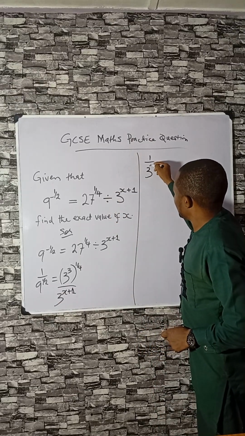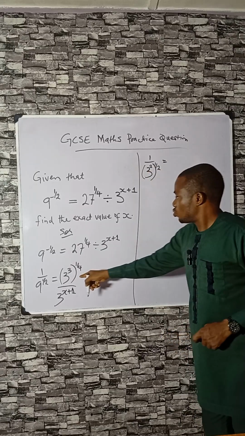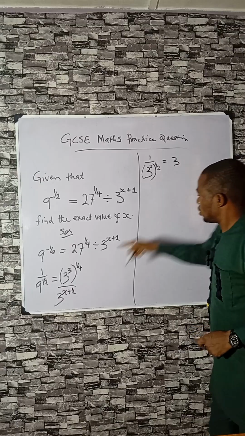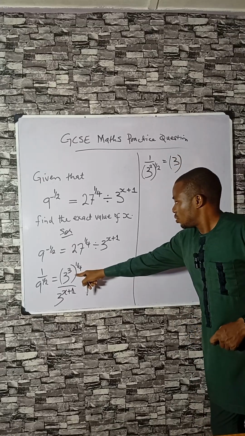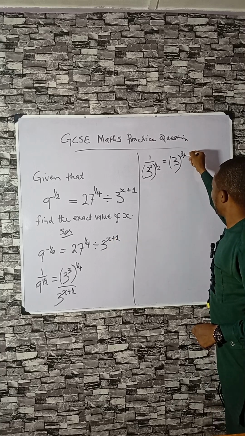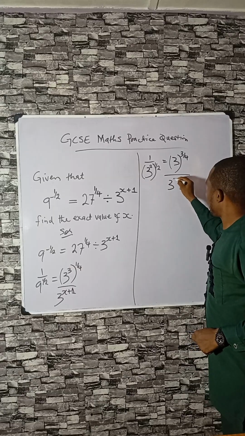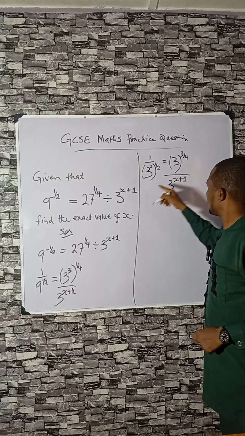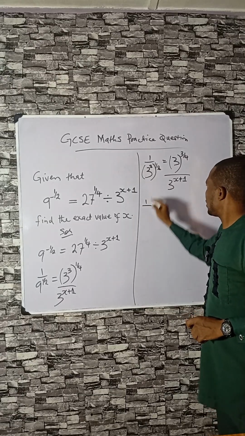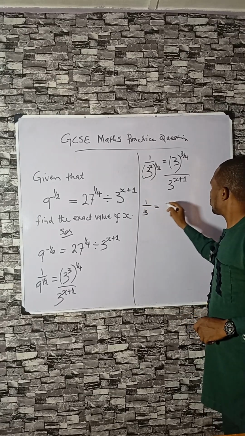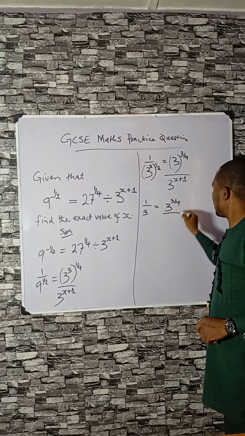And 9 is 3 squared. Equals to this, we multiply 1 over 4 to have 3 raised to the power 3 divided by 4, then 3 raised to the power x plus 1. We can take care of this comfortably, and we have 1 divided by 3 equals 3 raised to the power 3 divided by 4, then this.